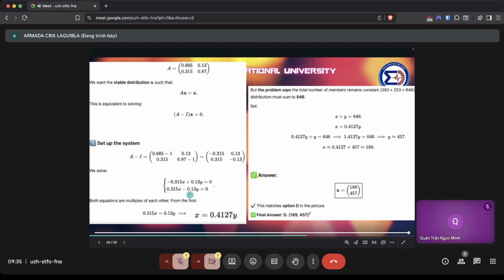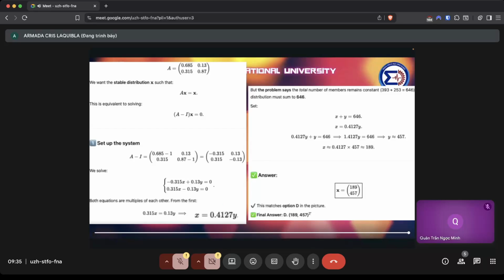Transfer the 0.13y to the other side, and it becomes positive 0.13y. Now to solve the x here, you divide both sides by 0.315. So 0.13 divided by 0.315 becomes 0.4127, then there's a y there. So this is your x value, and we need another equation with x and y.